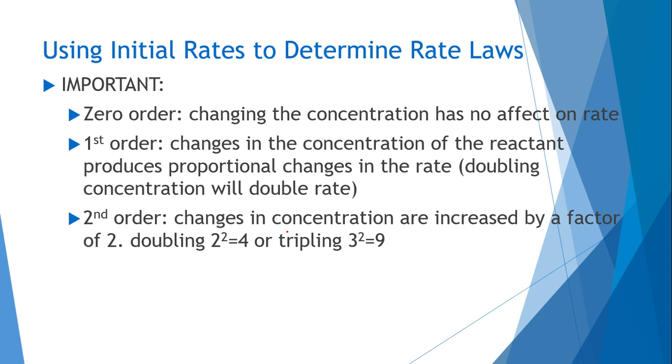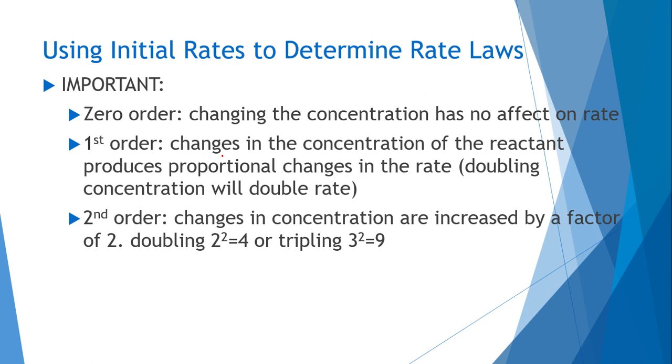And that's going to be looking at data. So we classify something as a zero order if, when we change the concentration, it has absolutely no effect on the rate. So an example of this is if I double the concentration, the rate stays the same.